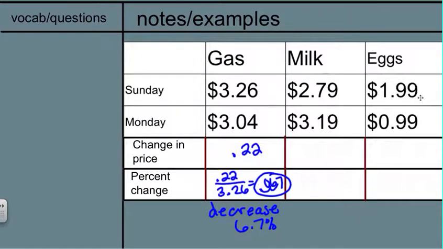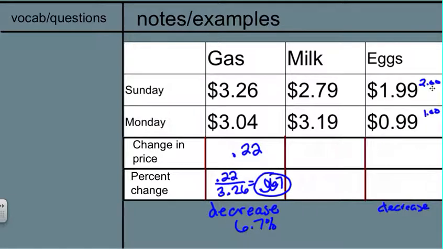Let's talk about eggs, because the price on eggs here is pretty easy. This $1.99 is pretty close to $2, and this 99 cents is pretty close to $1. Well, what do I know? The price went up or down? From 2 to 1, it went down, so I know it's a decrease. And I know it's half. 2 down to 1, that's 50%. So let's see if it works out that way.